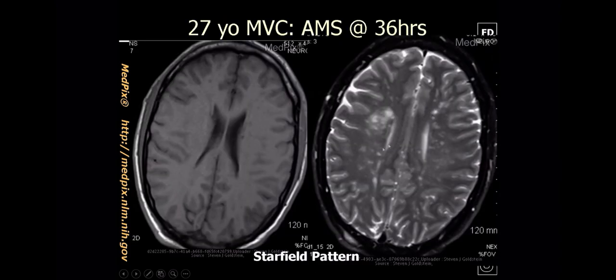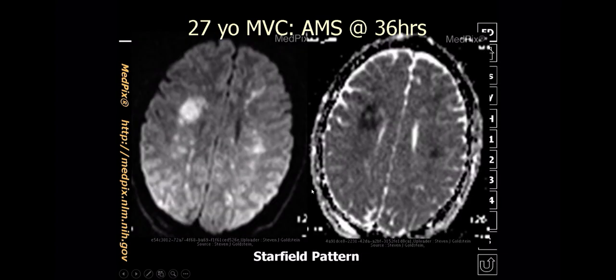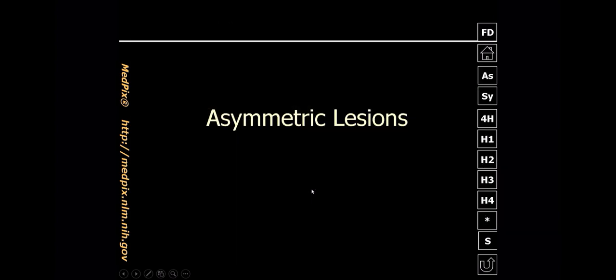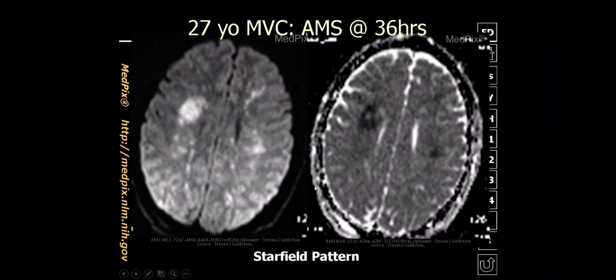Here's a companion case here, a patient in a motor vehicle crash. Again, the T2 image shows multiple punctate lesions in the deep white matter, with corresponding abnormalities on DWI and ADC. So let's keep that in mind.